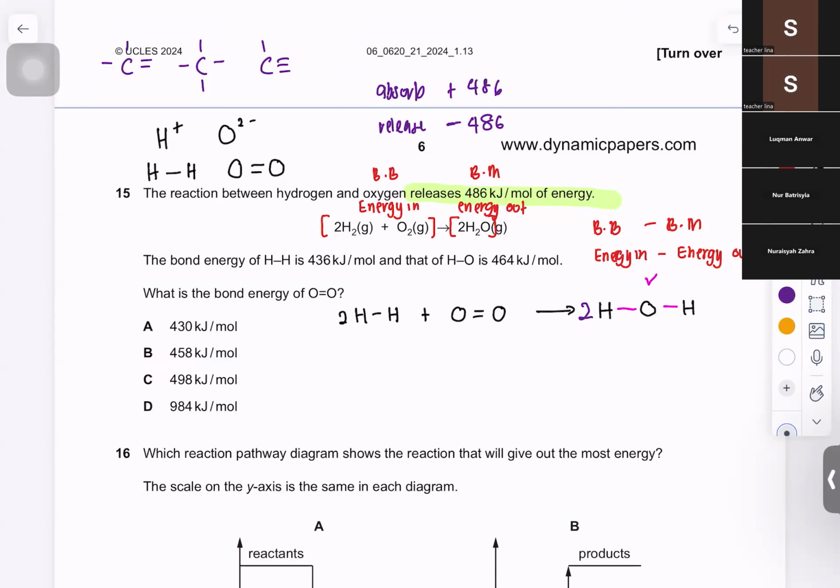Okay. So now the bond energy HH is 436. Okay, 436. And then you times 2. Plus the HO, 464. And then what is the bond energy for OO? So then X we don't know. So then 2 HO is 464. There are 2, 1 and 2. So then 464 times 2.